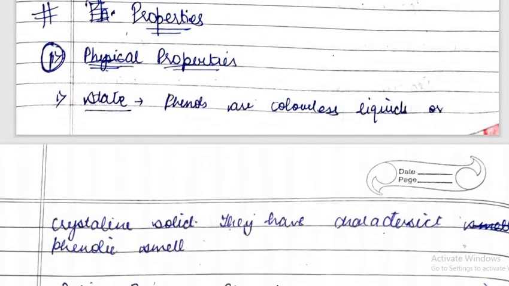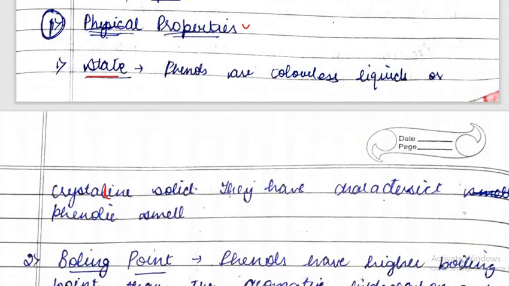So next are its properties. In properties we start with the physical state. Phenols are colorless liquids, or these are crystalline solids, and they have a characteristic phenolic smell. These we are familiar with already.